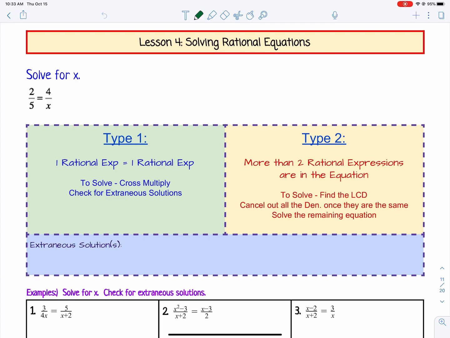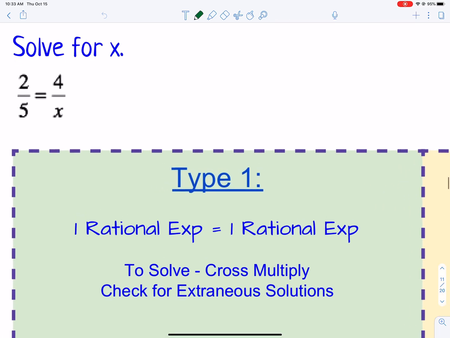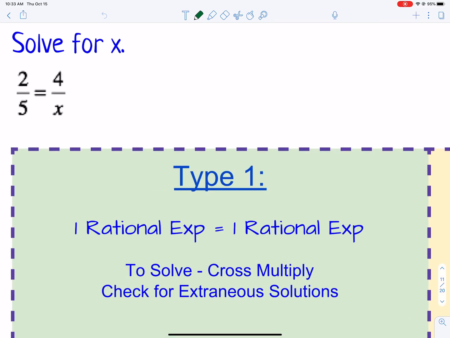In this video, we're going to take a look at solving rational equations. So let's take a look at a basic example first. So we have 2/5 is equal to 4 over x. So in this basic example, we can cross multiply to solve for x.